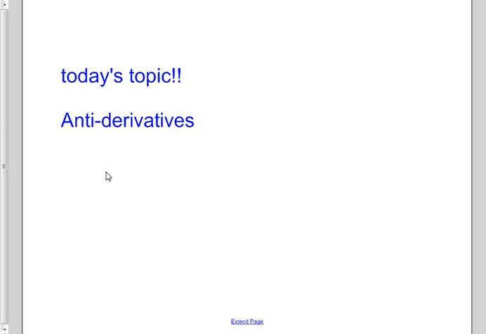So now we're going to be looking at antiderivatives. Antiderivatives, we've already used this language, but antiderivative is the opposite of the derivative, or another word for antiderivative is to take the integral, and we've used this language a little bit.